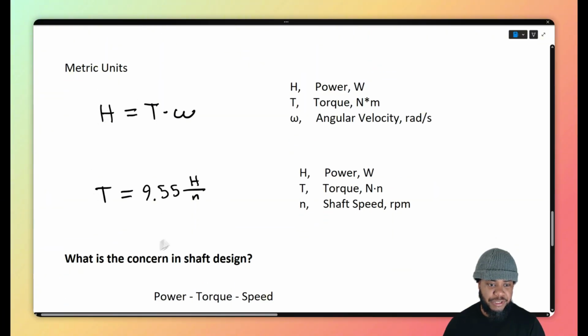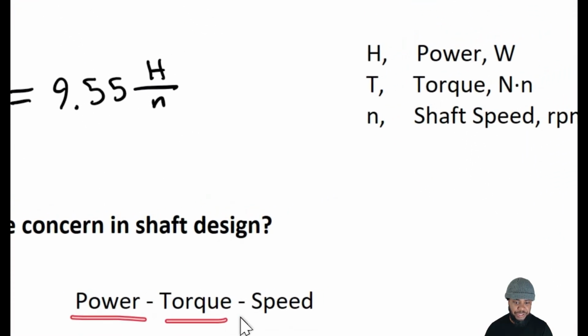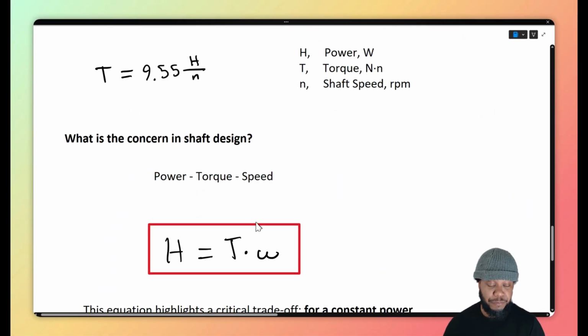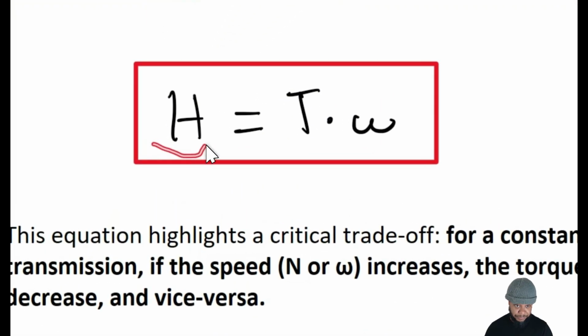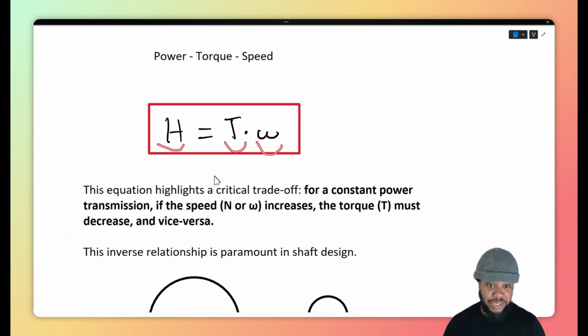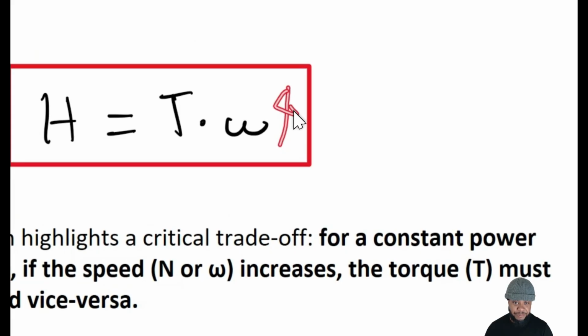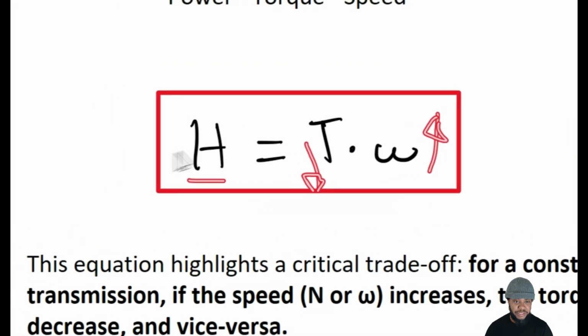Now, how does this then relate to shaft design? What is this relationship of power, torque, and speed? How does that impact the design of a shaft? Well, let's take that core equation, that power is equal to torque times speed. This equation highlights a critical trade-off. For a constant power transmission, if speed needs to increase, then the torque must decrease or vice versa. So if we want more speed, we need less torque in order to maintain the same power in our system.